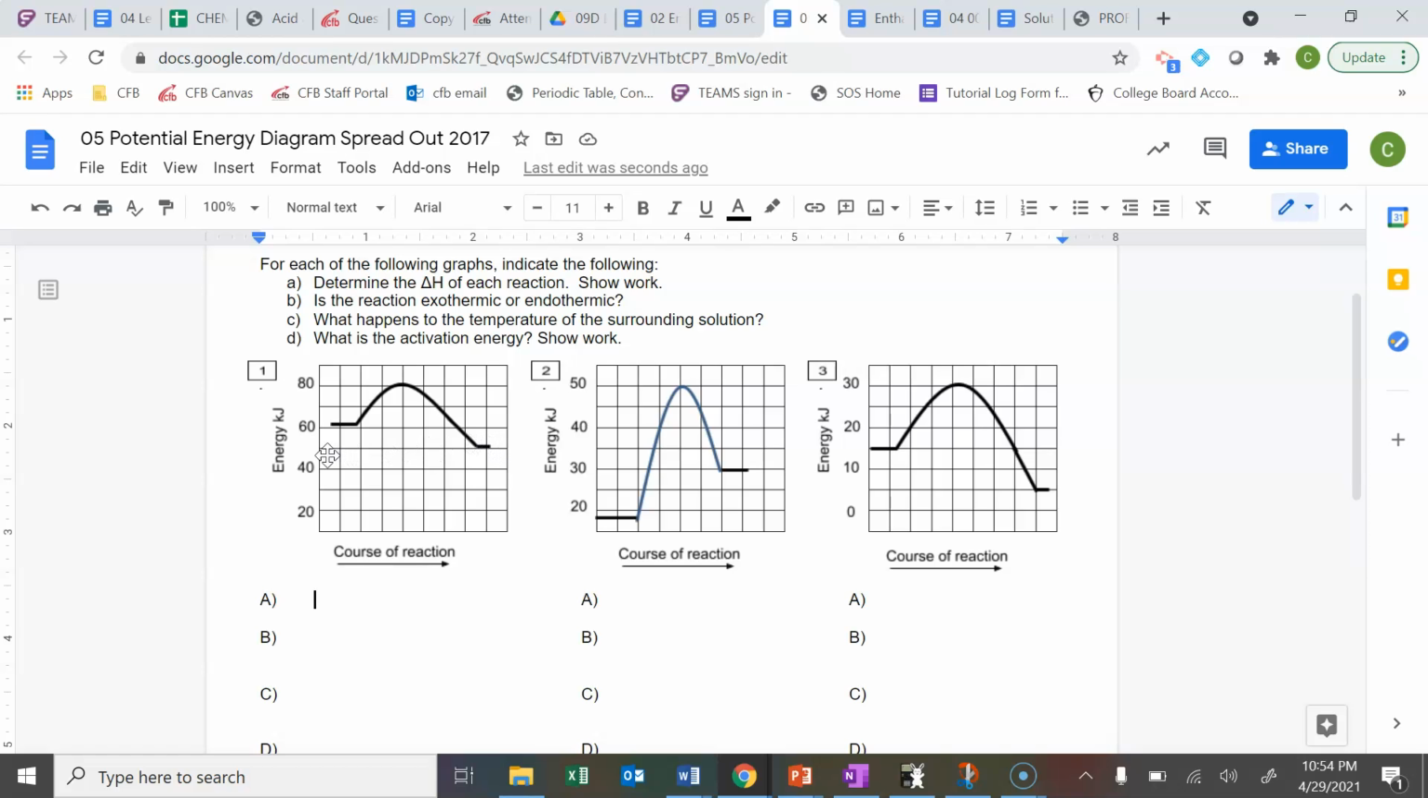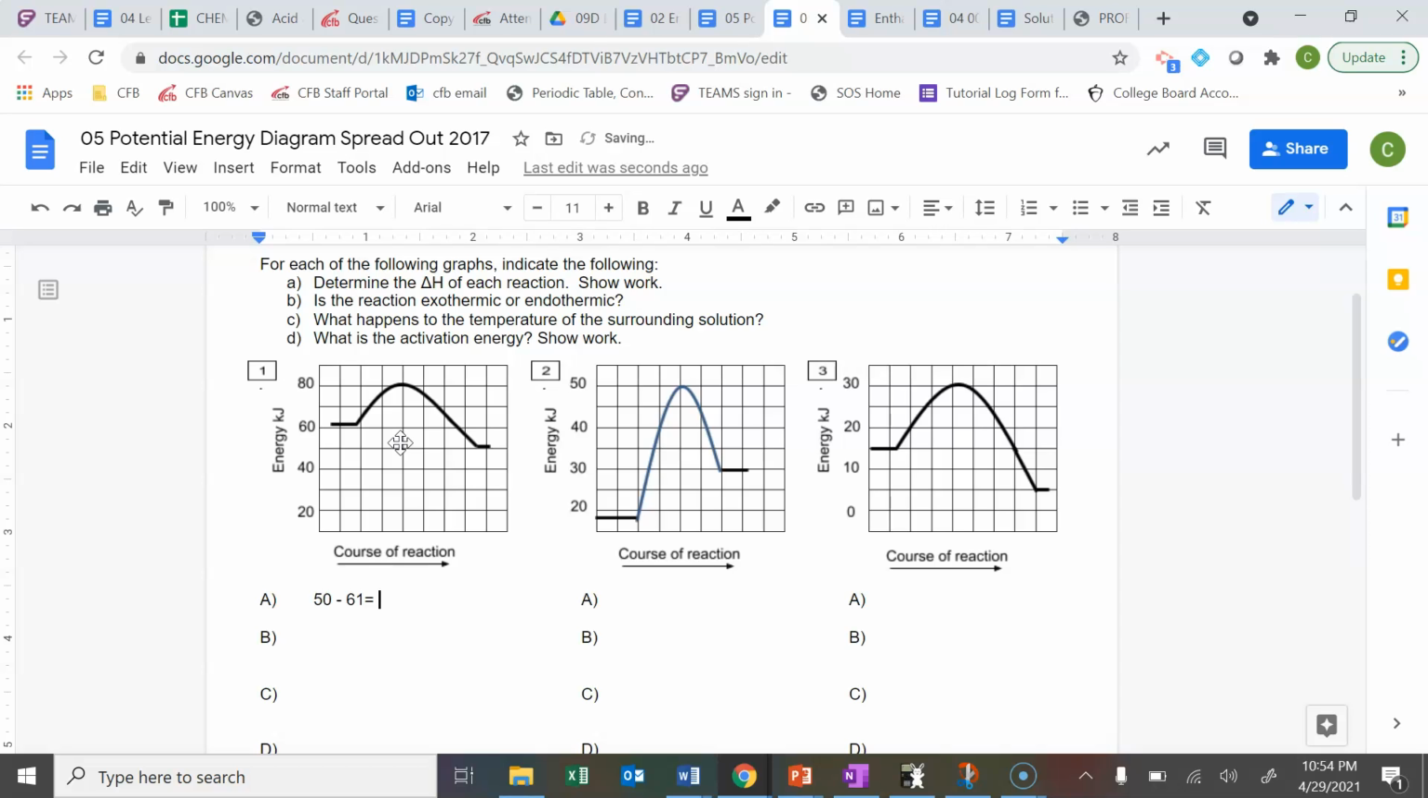Looks like my value is between 40 and 60, so I'm going to call that 50. It looks like it's exactly 50. So I'm going to do products minus reactants. And my reactants look like they are, let's see, it's real close to 60. I might call it 61. If you called it 60, I wouldn't make a big deal out of it.